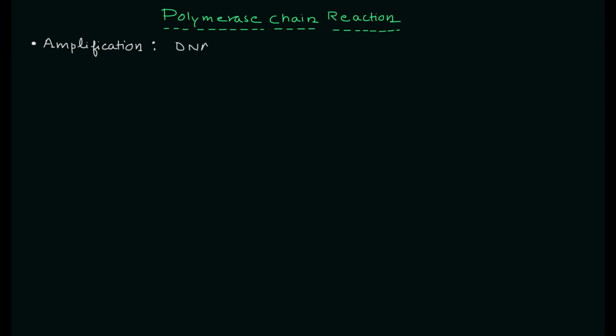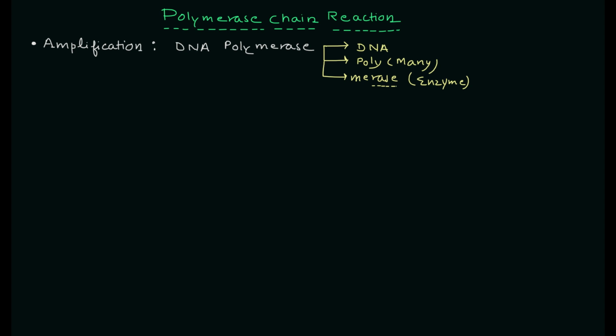Amplification means the DNA molecule is being amplified, but what is the factor that is responsible? In this case, we have DNA polymerase. As you can see, the name contains three important components: DNA, poly, and merase. Poly means many, and merase, the ase word, is for enzyme. So it's the enzyme that can make many DNA molecules, in simple words, if you want to remember this.